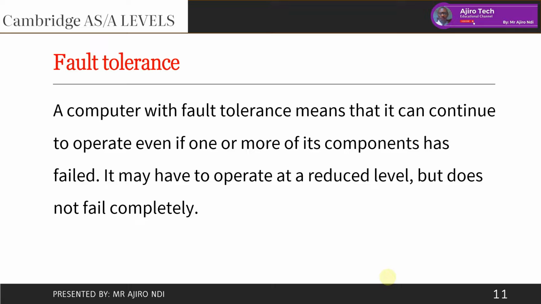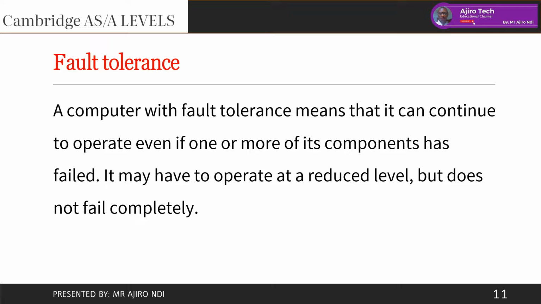Fault tolerance. A computer with fault tolerance can continue to operate even if one or more of its components has failed. That's what it means. Looking at the A-level past papers, they tell you to explain what fault tolerance is, and they give scenarios about it. But you need to understand that when we talk about fault tolerance, it simply means that even when there is downtime, it continues to operate.